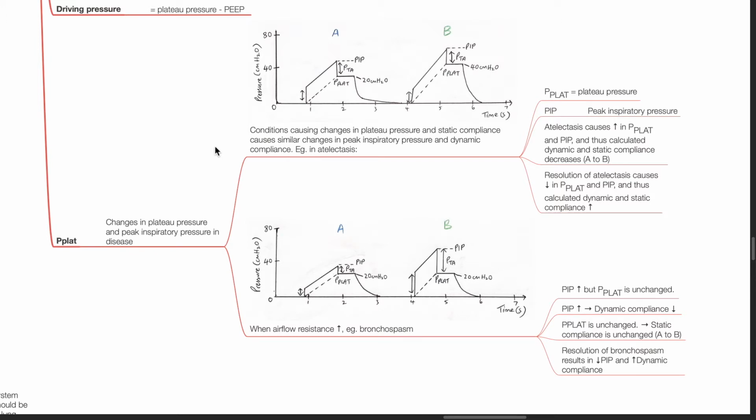Resolution of atelectasis causes reduction in P plateau and peak inspiratory pressure, and thus calculated dynamic and static compliance increases. When there is an increase in airflow resistance, such as during bronchospasm, PIP increases but P plateau is unchanged. When PIP increases, there is a reduction in dynamic compliance. As P plateau is unchanged, static compliance is unchanged. Resolution of bronchospasm results in reduction in PIP and increase in dynamic compliance.